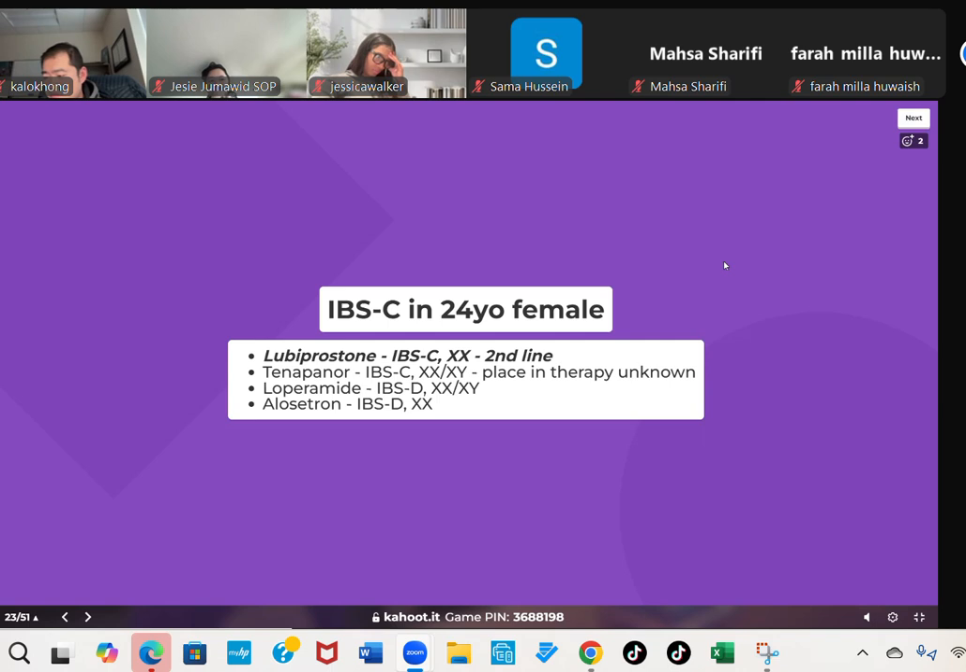So our first line treatment for IBS is always the over-the-counter, non-prescription treatment. Then we have second line agents, and then we have third line agents, and then tenapanor. We talked about that it's a newer agent. I think it was in 2019, and it's really not in the guidelines yet where it should go as far as second, third, or fourth line. So the best choice, tenapanor would not be wrong in this instance, but the best choice is lubiprostone because it is a second line agent.